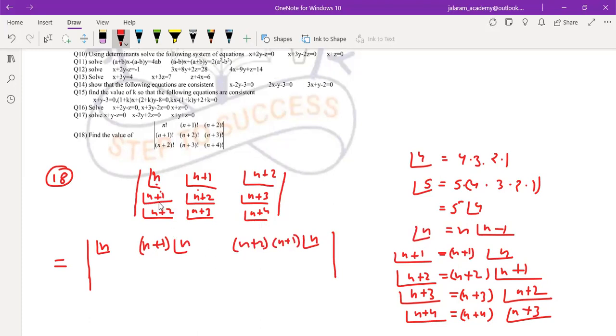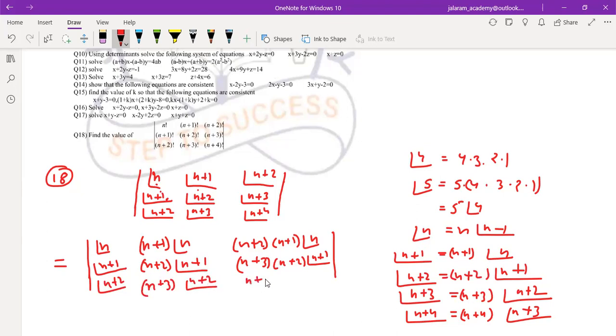Similarly, factorial n plus 1 is the smallest factorial in the second row. So first we write factorial n plus 1, then the second element will be expanded as n plus 2 into factorial n plus 1, then factorial n plus 3 is expanded as n plus 3 into n plus 2 into factorial n plus 1. Then factorial n plus 2 is the smallest element of the third row. N plus 3 is expanded as n plus 3 into factorial n plus 2, n plus 4 is expanded as n plus 4 into n plus 3 into factorial n plus 2.